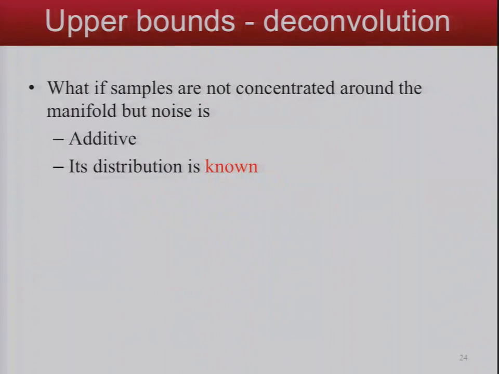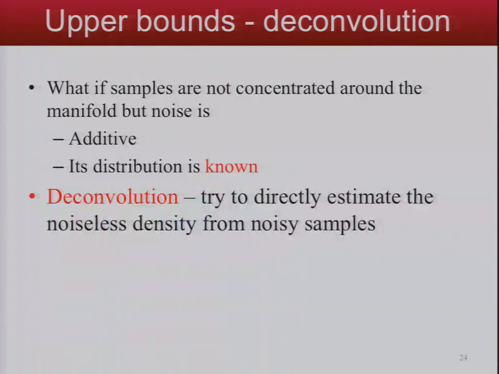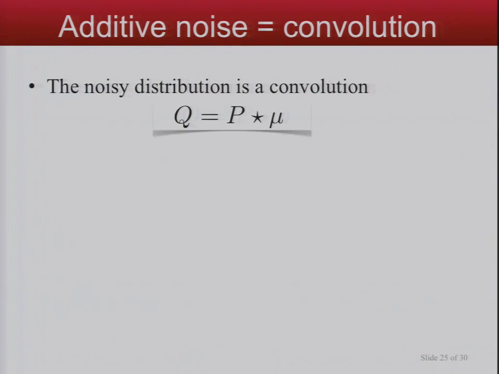The other, more interesting case is when the samples are not concentrated around the manifold, but you know something about the distribution of the noise. In this case, the strategy we follow is something known as deconvolution. The idea is that you're going to try to estimate the noiseless density directly from the noisy samples. So let me just tell you a little bit more about what deconvolution is.